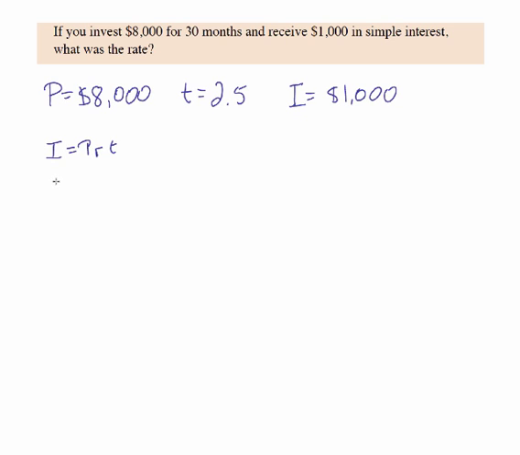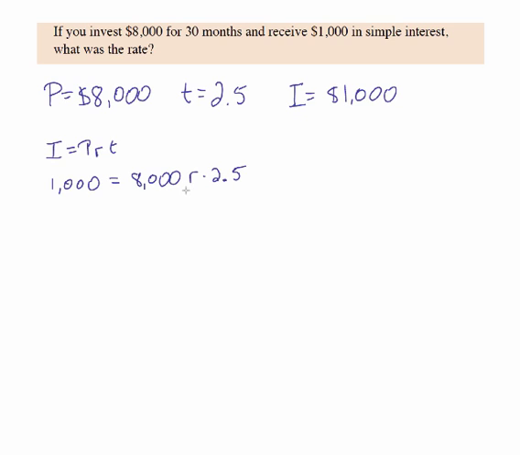I know that I is 1,000. I know that P is 8,000. I don't have a value for R, and I know that T is 2.5. So even if they hadn't asked me to find the rate, I'd look at this and I say, well, the only thing that I don't know in my equation is R, which is the rate, so that's what I can find. And fortunately, that's just what they asked me to do.